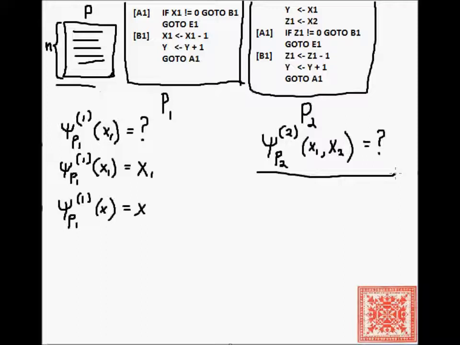Now let's take a look at P2. We've also taken a look at it before. So y is assigned x1, z2 is assigned the value of x2, and then we decrement z1 by 1 and increment y by 1. So y gets to have the value of x1 plus x2 when the computation is over, when we go to E1, the end label. So psi of P2 and 2 of x1 and x2 is equal to x1 plus x2.